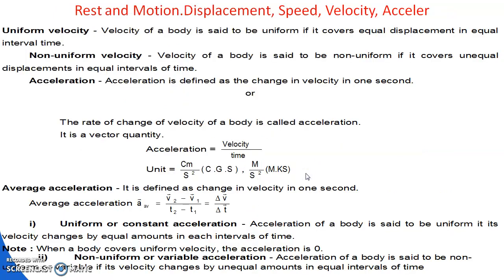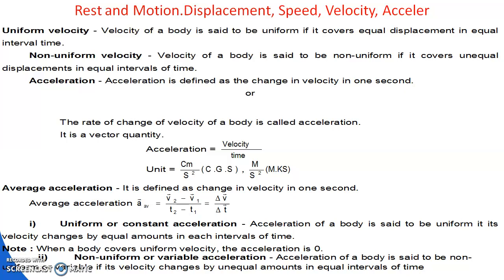Then how many types of velocity are there? So velocity is of two types: uniform velocity and non-uniform velocity. So what is uniform velocity? Uniform velocity means the body covers equal displacement in equal intervals of time.